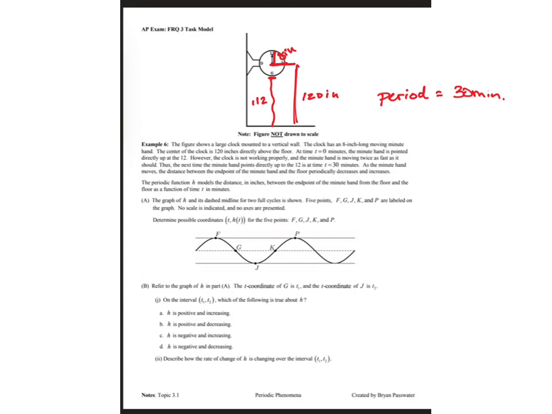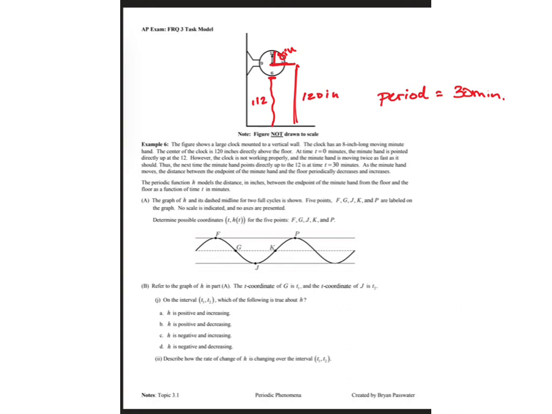Okay? They have given you a periodic function below. This is part A. A periodic function H models the distance in inches between the endpoint of the minute hand and the floor as a function of time in minutes. It looks like a sine wave. The graph of H and its dashed midline for 2 full cycles is shown. 5 points, F, G, J, K, and P, are labeled on the graph. No scale is indicated and no axes are present. So you have no idea what these numbers are. You have to decide. Determine possible coordinates for the 5 points.